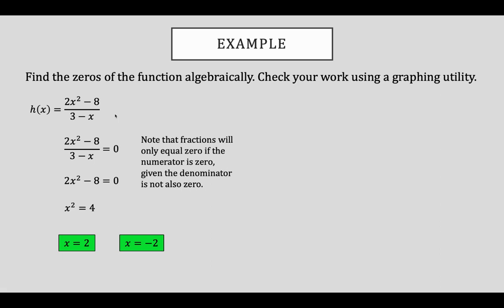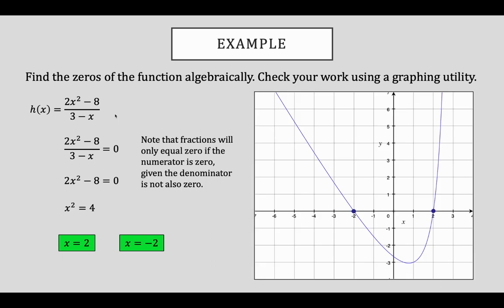And then we could verify that graphically, right? If you were to plug this into your calculator, one thing to make note of is to put parentheses around the entire numerator and the entire denominator. We get our graph. This is what our curve looks like. And notice we have x-intercepts at x equals negative 2 and x equals positive 2.